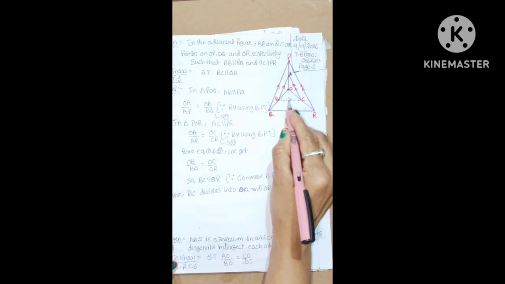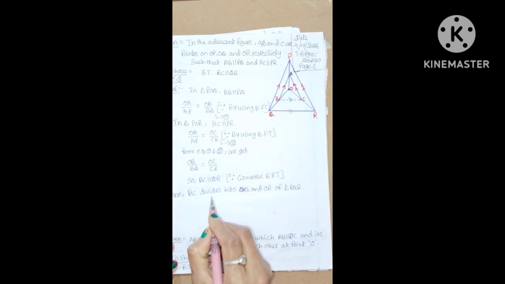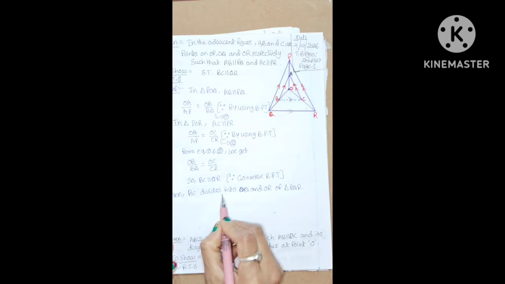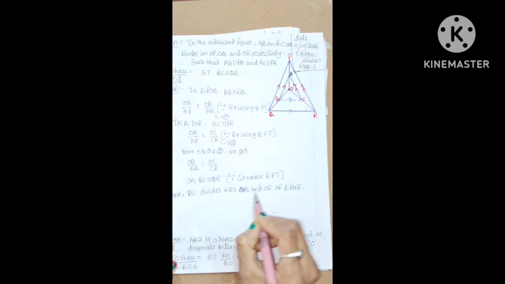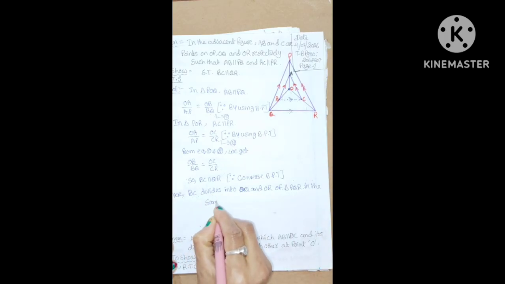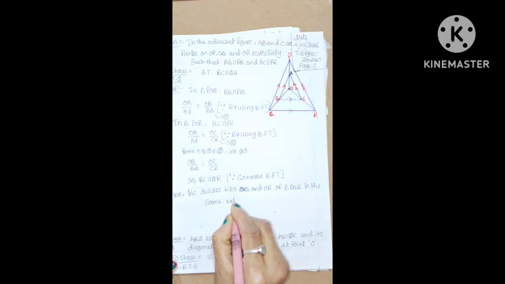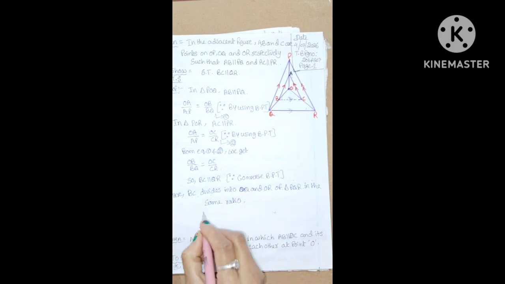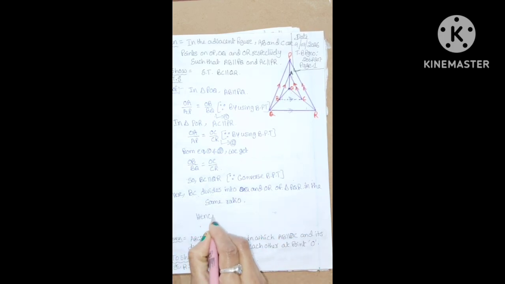The BC line, the parallel line, divides the two sides of a triangle in the same ratio. Okay, is it clear? So, hence it is proved. Is it proved?